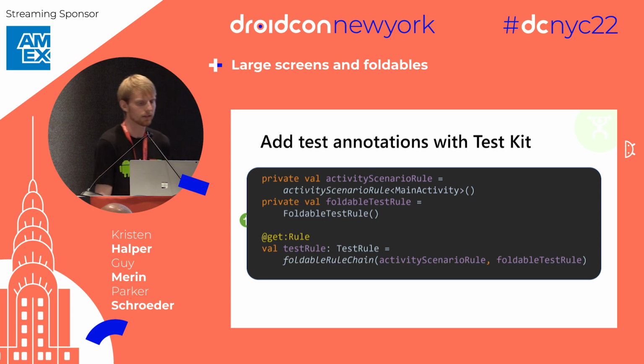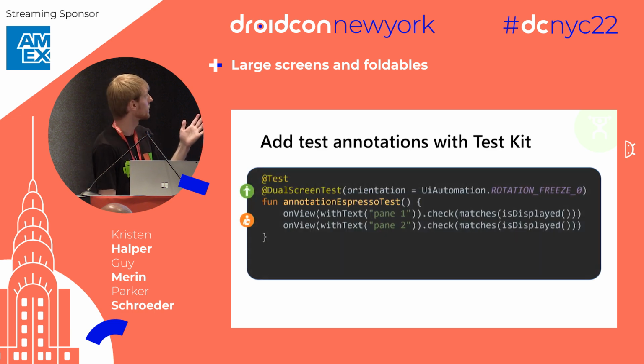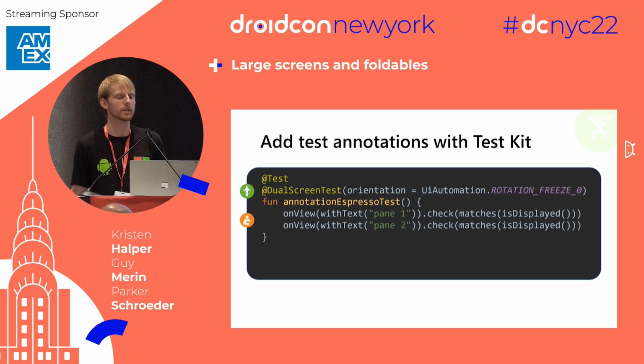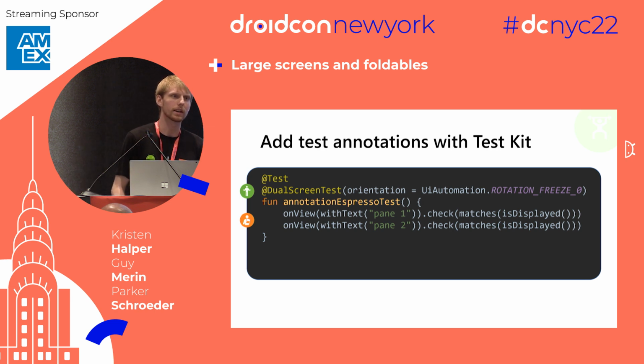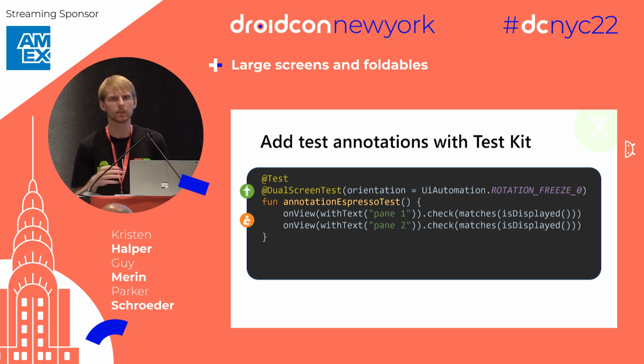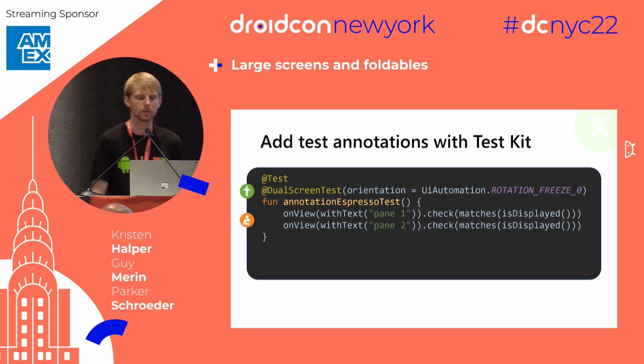So first we have our test rule. We define everything at the beginning, same as everything else that we've done. But instead, when we actually get to the test, we don't have an action. All we do at the start is define that we want this to be a dual screen test. And then we're also adding an additional clause that says we want the rotation to be 0 degrees. We want it to be frozen so that if we input anything, it's not rotating the device.